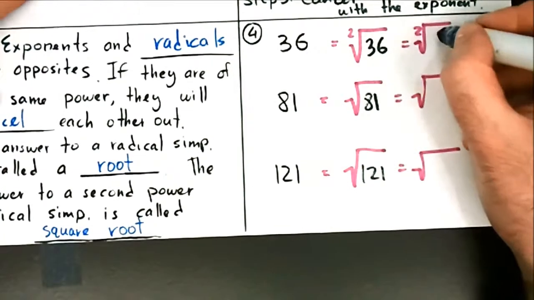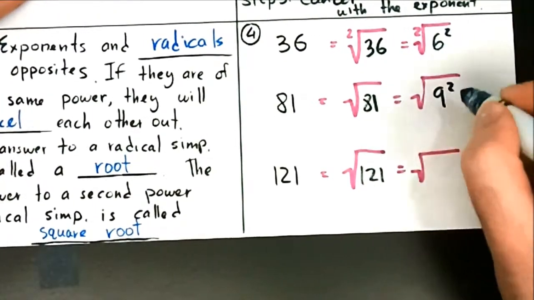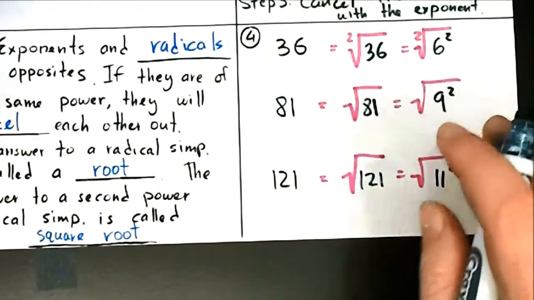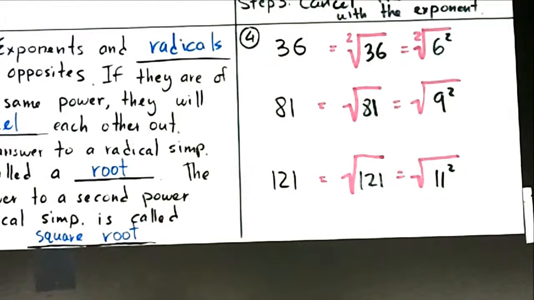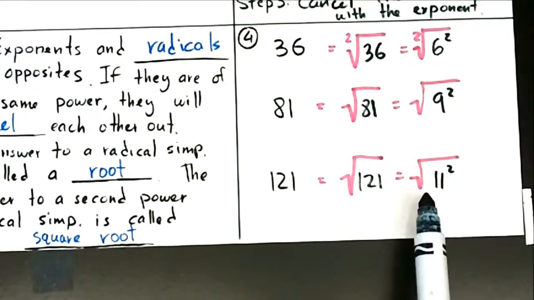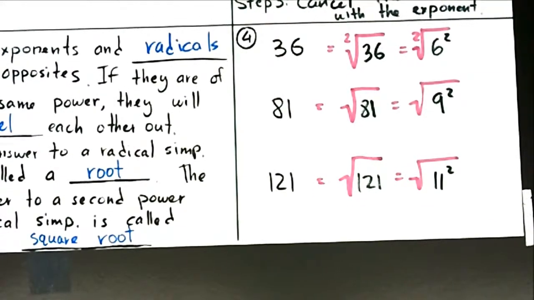For 36, it's 6 squared. For 81, it's 9 squared. For 121, it's 11 squared. And yes, they all have their negative counterparts. Remember, I could have used the negative version, negative 6 squared, negative 9 squared, negative 11 squared. But unless you're told otherwise, just stick to the principal or the positive roots.